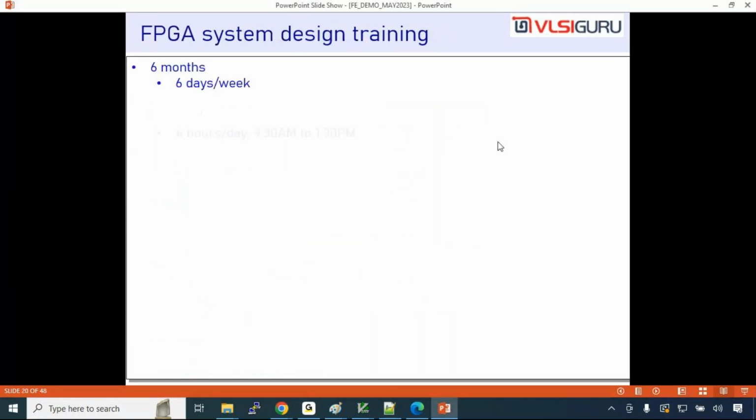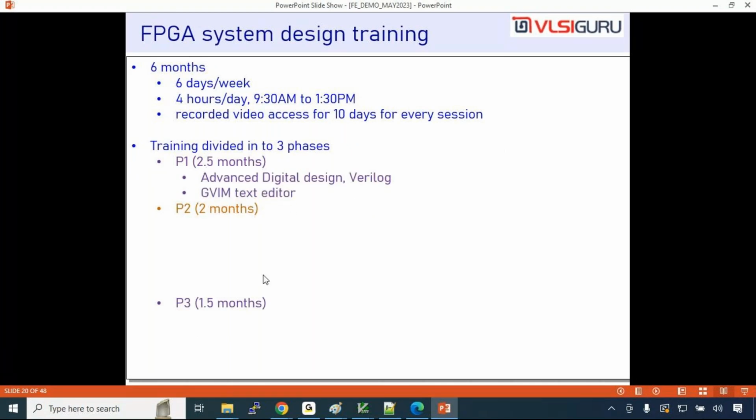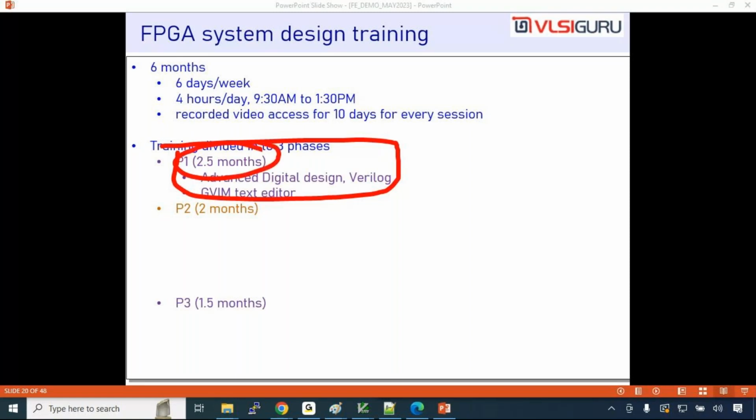FPGA is also something where you can have a session, for those who are interested. It's again divided into 3 phases. The first phase is common with the functional verification course. This is important because even up to 2.5 months, you will be able to decide whether you want to get into the functional verification domain or the FPGA domain, because the flow differs only after 2.5 months.